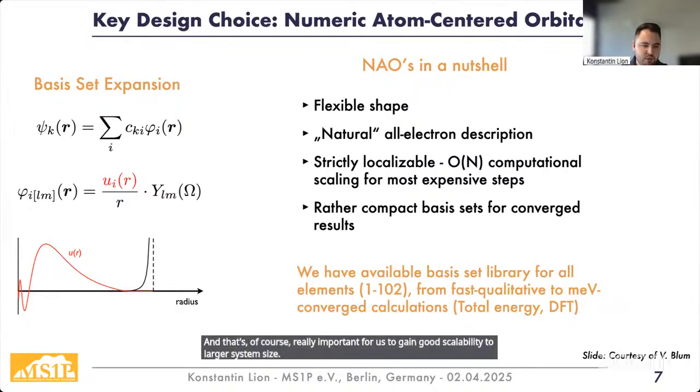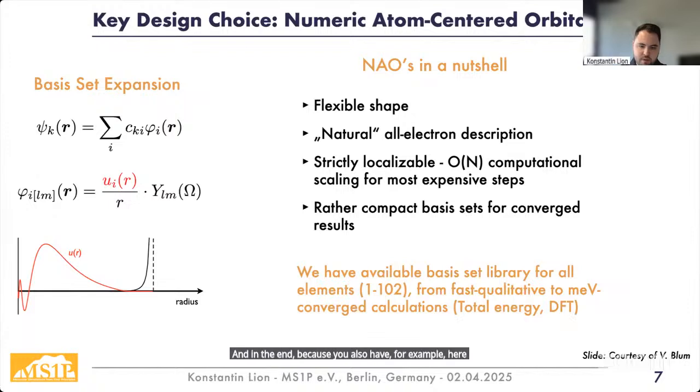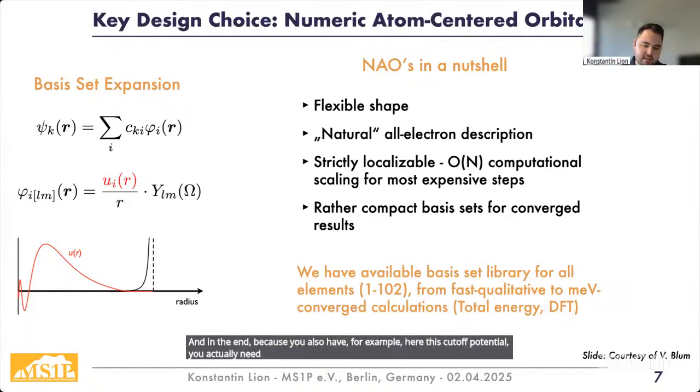And in the end, because you also have, for example, this cutoff potential, you actually need a rather compact basis set if you want to get more or less converged results with respect to total energies in most systems.